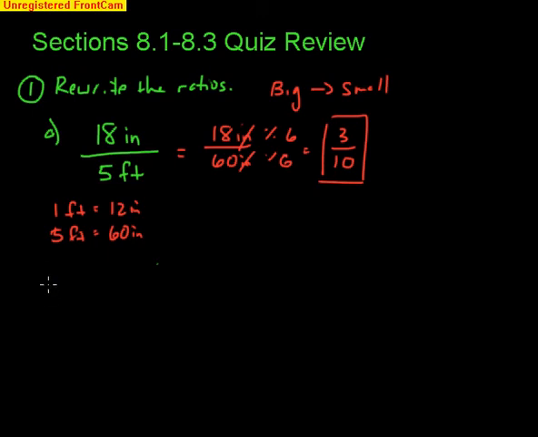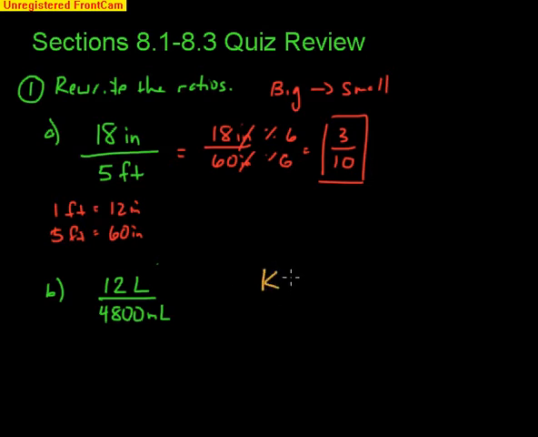That's English units. Now let's do the metric system. Let's do 12 liters over 4,800 milliliters. Okay, whatever. So 12 liters over 4,800 milliliters. Well, remember to do conversions in the metric system.